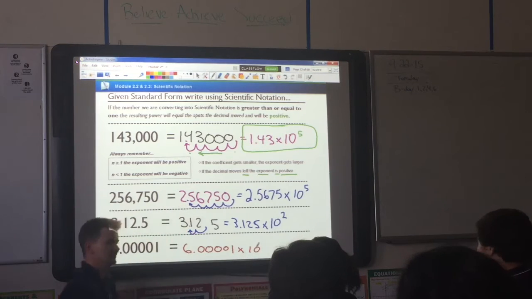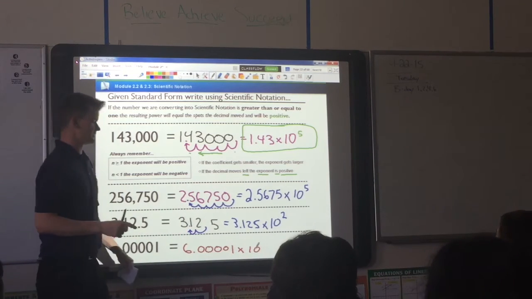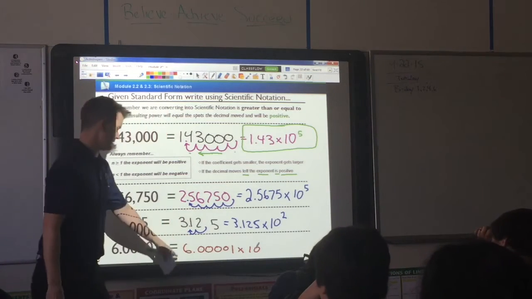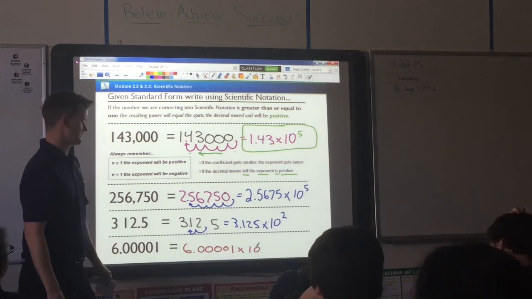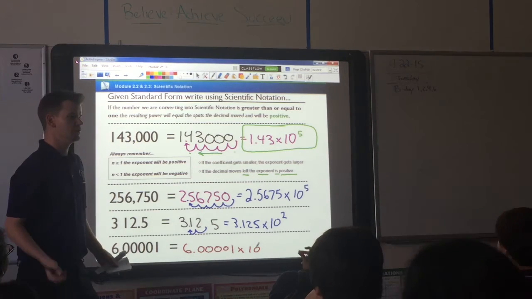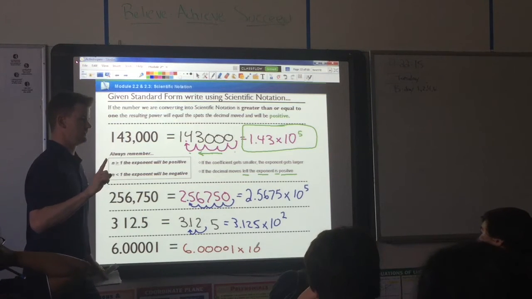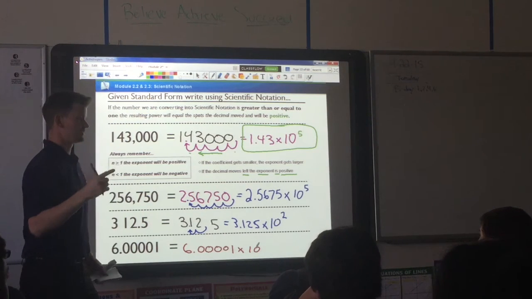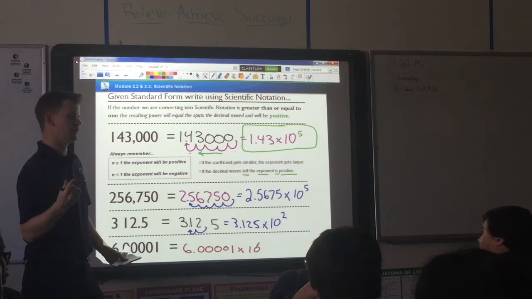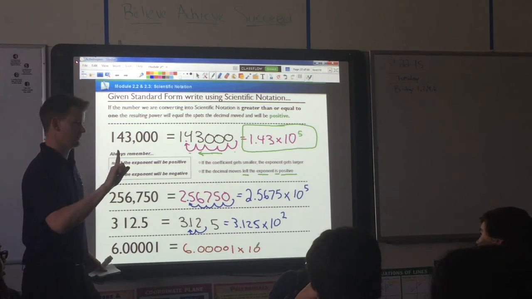But hold on. But then you didn't move. If I were to multiply this times 10, that would make this 60.0001. Can't have that. So the only thing I can multiply this by is 1. What's my exponent going to be? 0. Because anything to the 0 power is always 1.